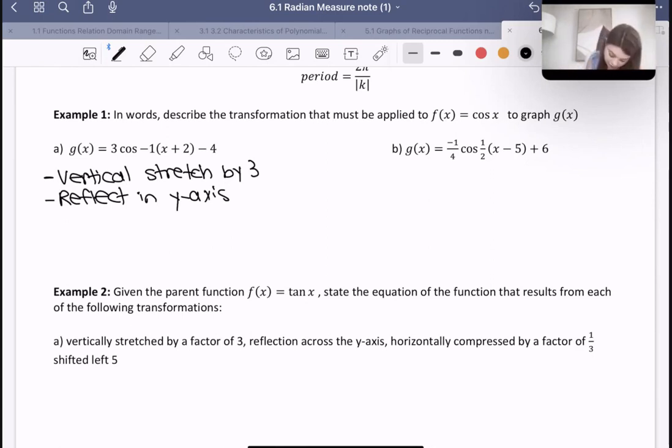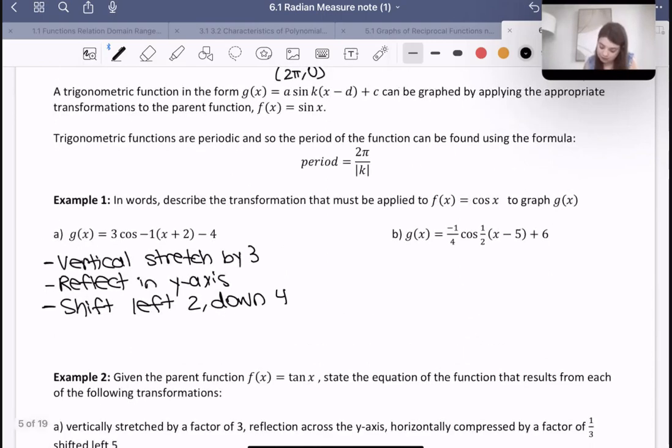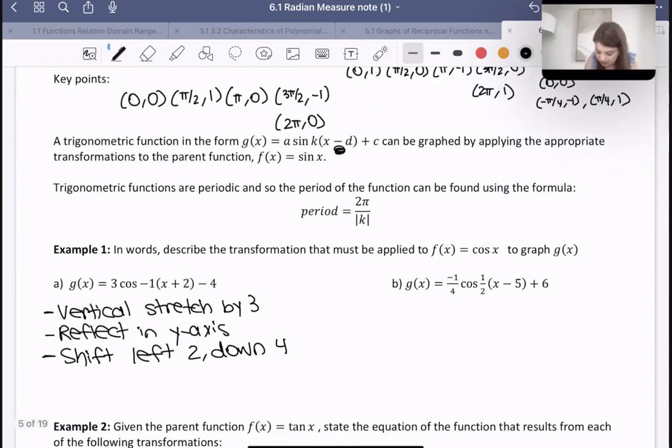And then what else do we do? The plus 2 and minus 4 tell us that we must go left 2 and down 4. So shift left 2 and down 4. Now, a lot of people forget, they see the plus 2 and they think, oh, we're going right 2. But keep in mind, the original way, we have a minus sign here. And so that means it's actually the opposite of what we would think.